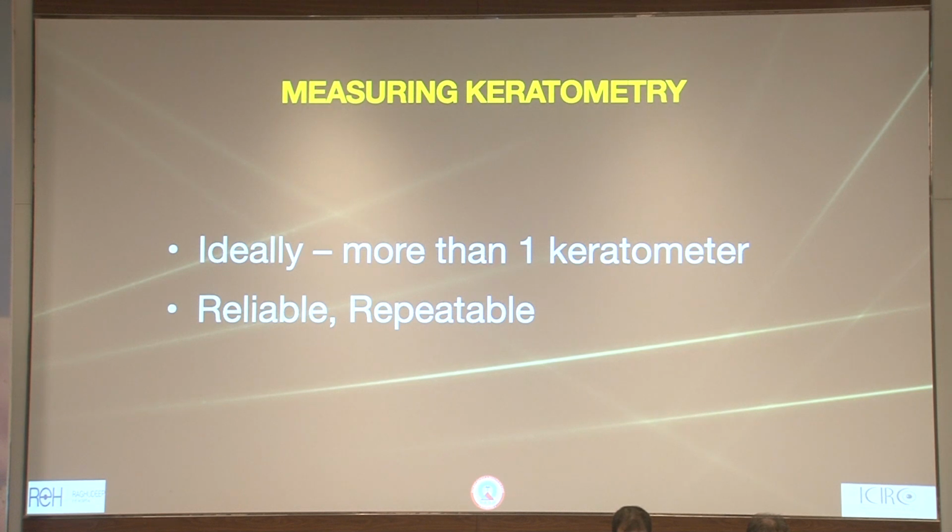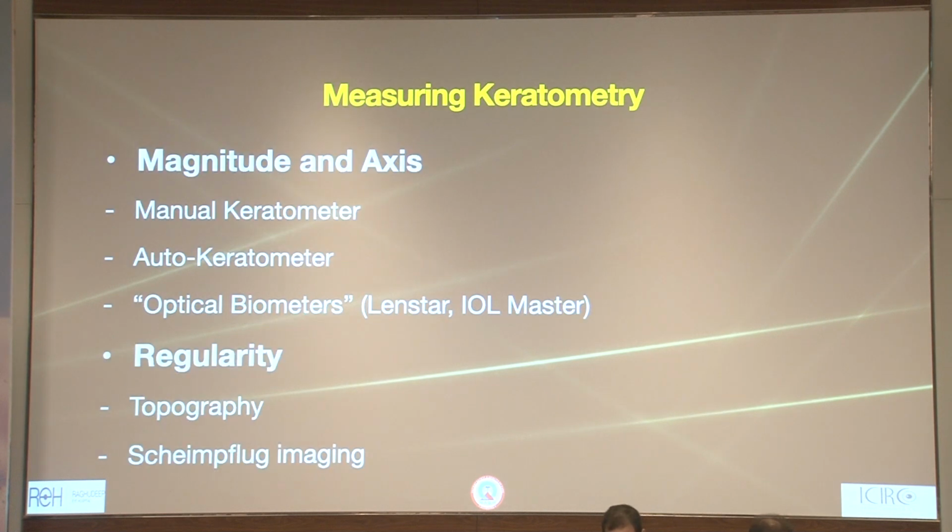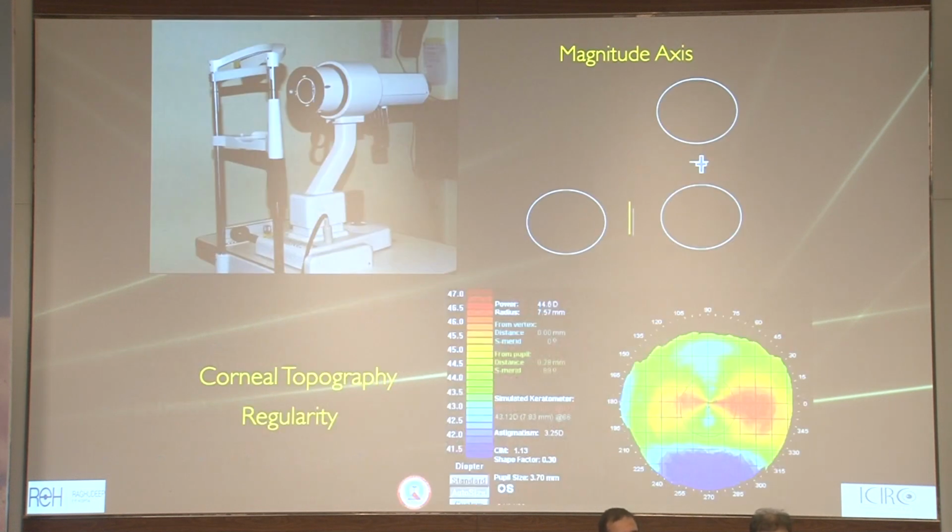So the keratometry readings are the most important. Ideally, we would do it with more than one keratometer to see if it is repeatable and reliable. We know that all pterygia induce some amount of astigmatism in the eye, so we want to know the magnitude of the astigmatism using whatever keratometry you have, but ideally two keratometry readings which are in sync with each other. You also want to know the regularity of this astigmatism, so you must have at least a topography, if not other imaging, such as Scheimpflug imaging techniques.